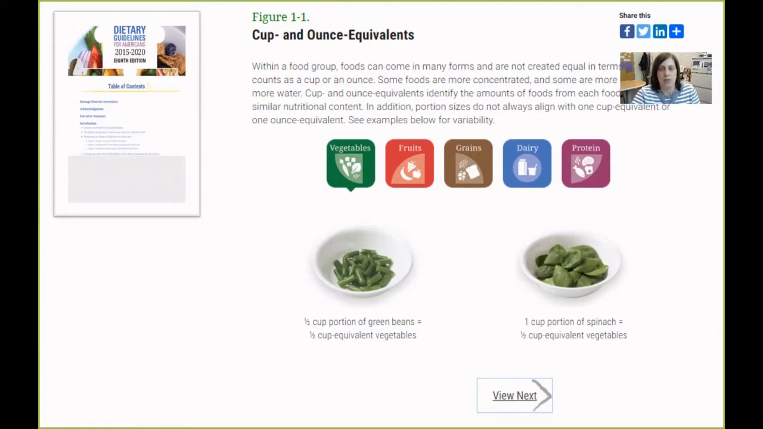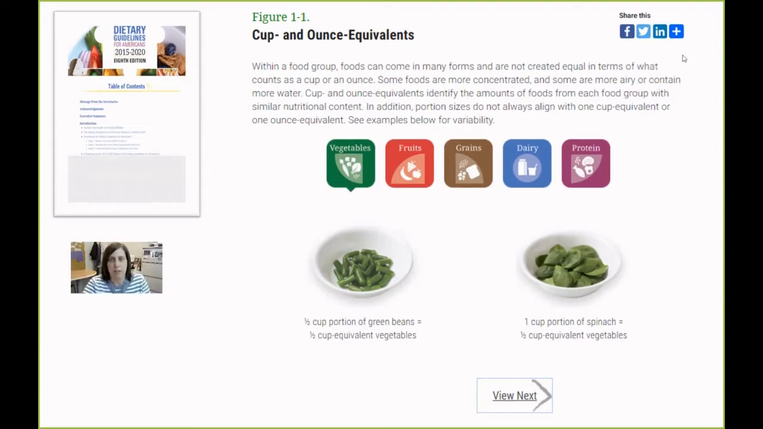So when we look at an equivalent, I think the dietary guidelines really explain it well. If you look here, it says some foods are more concentrated and some are more airy or contain more water. Cup and ounce equivalents identify the amounts of foods from each food group with similar nutritional content. And so they show a series of images here.